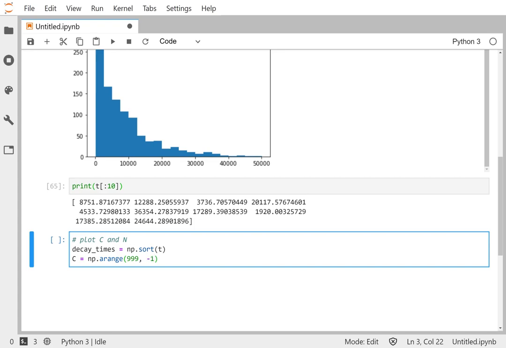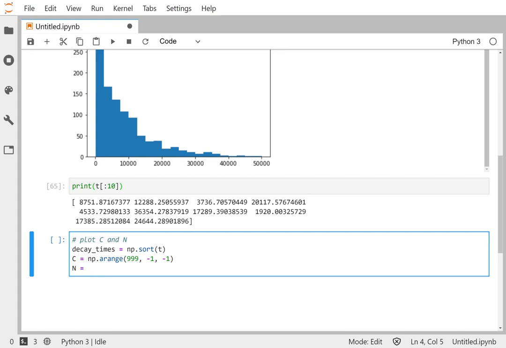I'm going to write a negative 1 here because, remember, we stop 1 before the end of the arange, so this would stop us at 0 carbon. Can't have less than 0. And we want to make our steps negative so that we're stepping down. So this will look like 999, 998, 997, so on, all the way down to 0.